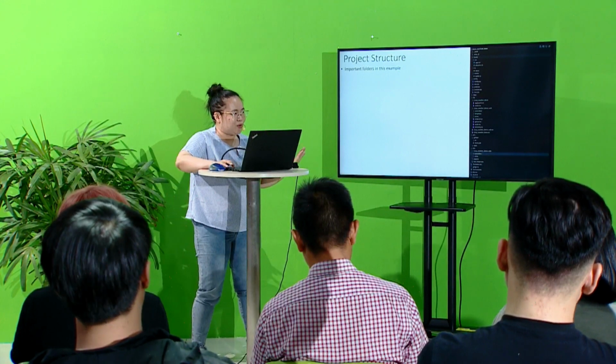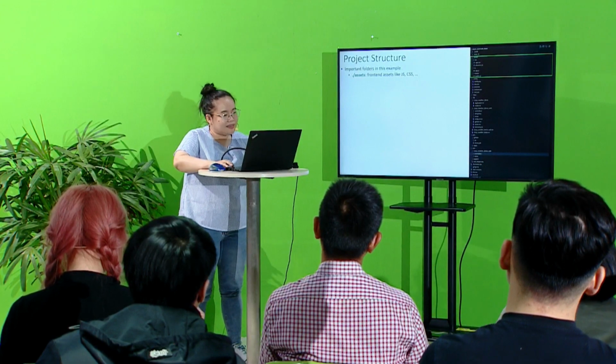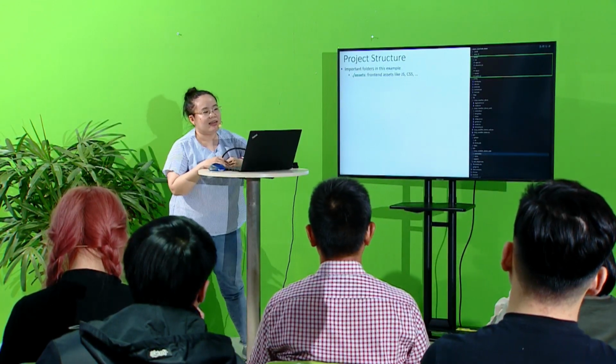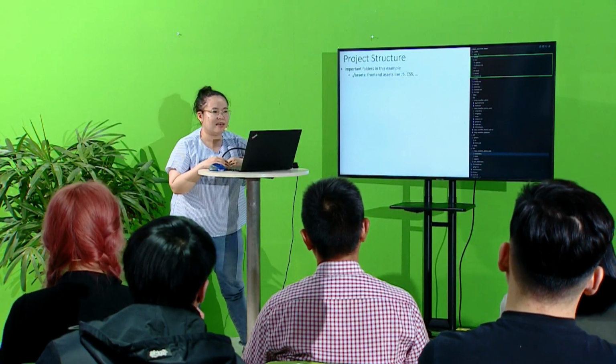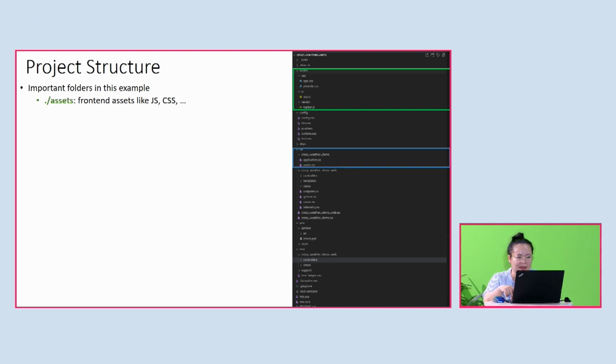So now I go through the project structure to help everyone understand the folders generated from the mix task. We have assets. If you cannot see it, the assets folder keeps everything related to the front end, like JavaScript, CSS, and images that you need to render things on the UI. Next is lib. I created this project as crazy_weather_demo, so the crazy_weather_demo folder will contain all of the logic and the model.